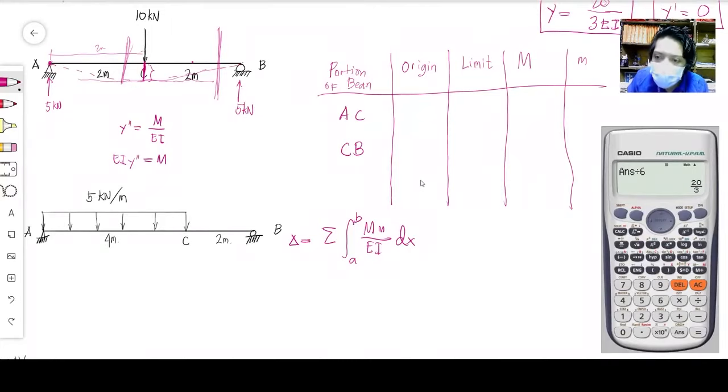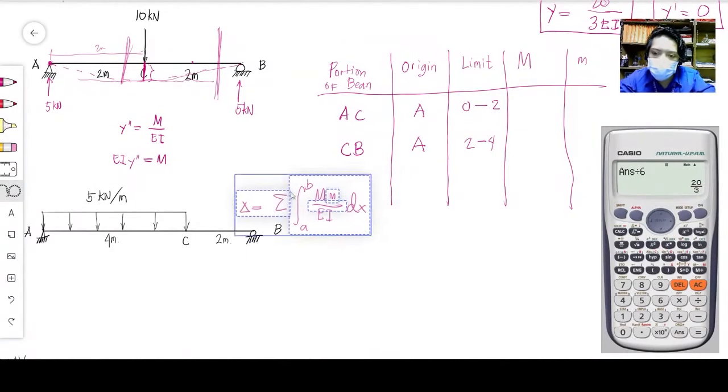For the sake of discussion, let us use a uniform origin. For AC, our origin is point A, and for segment CB, our origin is still A. So our limits for AC are from 0 to 2. And for CB, with our origin at point A, at point C that is already 2, so the limits are 2 to 4. Our limit is 2 to 4 because our origin is at point A.